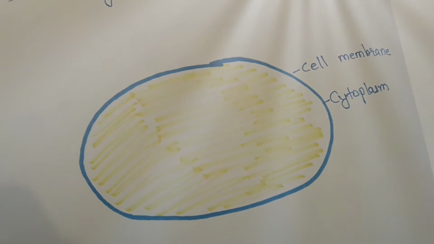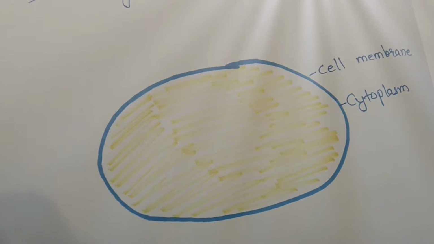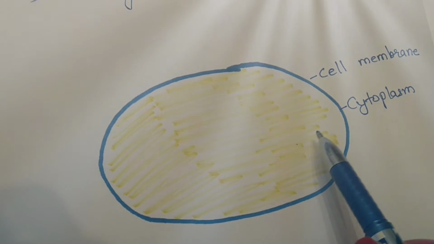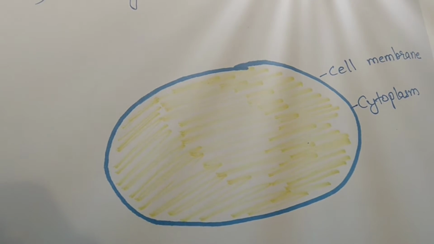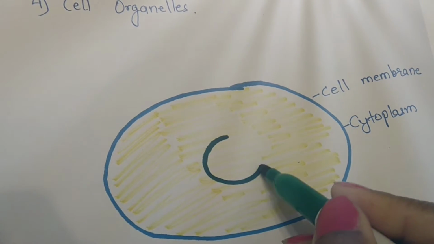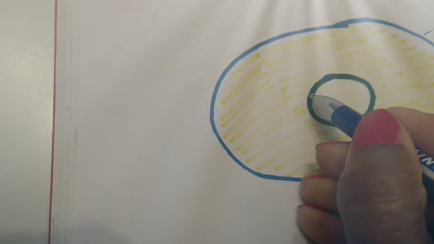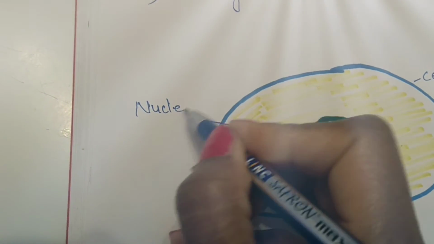Now this cytoplasm helps in different types of chemical reactions to take place inside the cell, and many of the materials which move from inside of the cell to outside or outside of the cell to inside is with the help of this cytoplasm. So apart from this, what is present inside the cell? There is the most important part of the cell called nucleus. The nucleus is covered by an outer membrane called nuclear membrane.